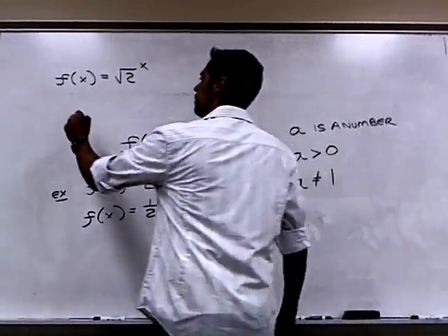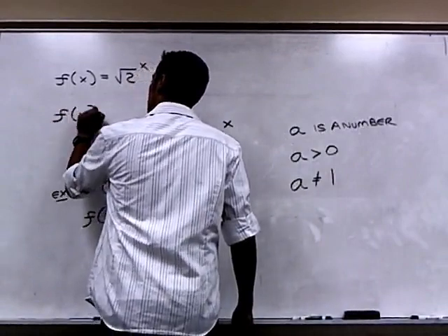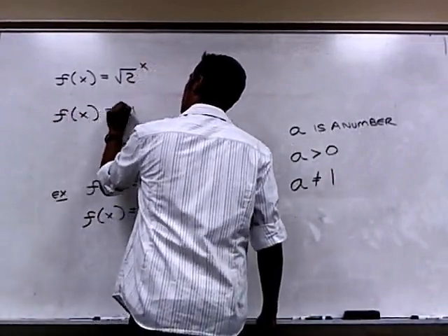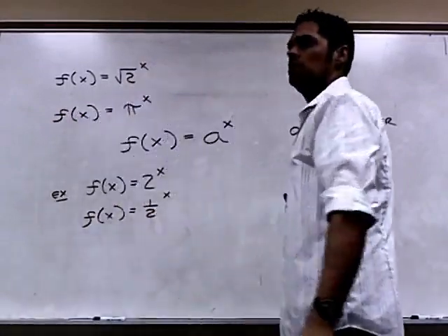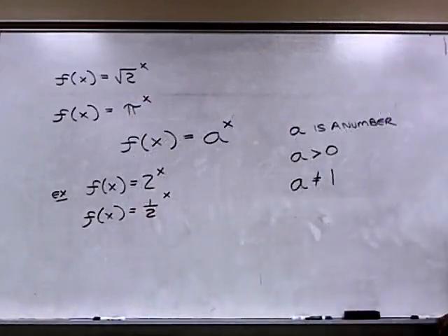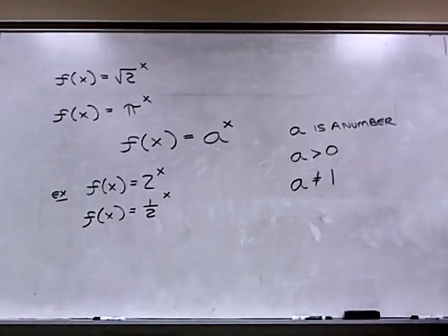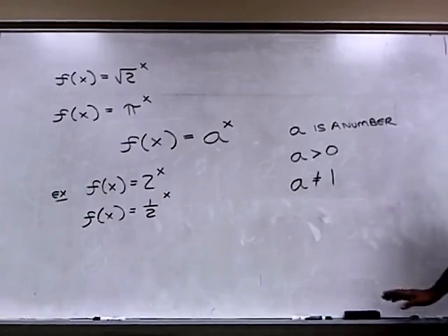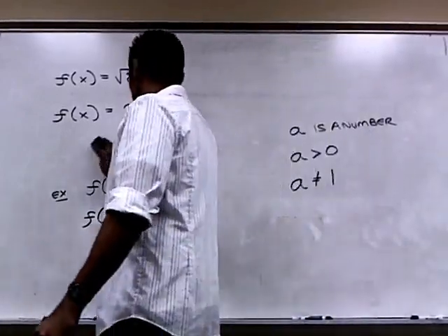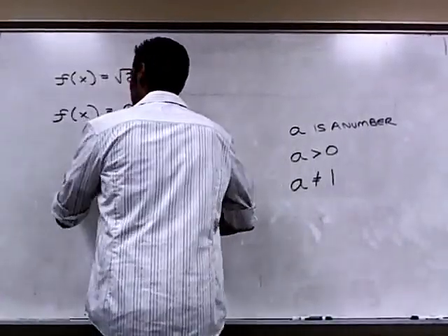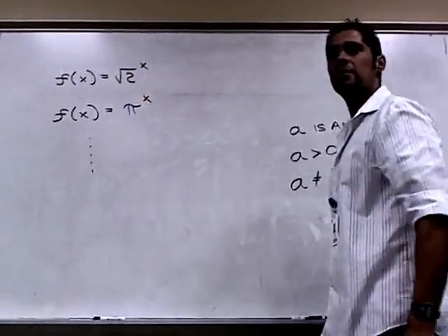How about this? F of x equals pi to the x. Is pi a number? Yes. We usually use the symbol pi for it, but it's like 3.14 something or another, right? So it is a positive number, it's not 1, so I could use pi as my base if I wanted to. And I could keep going forever, right? There's all sorts of exponential functions out there.